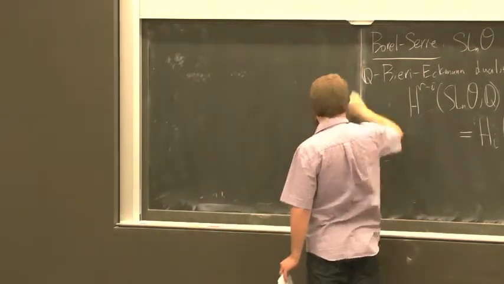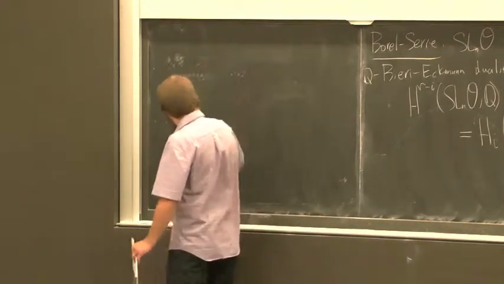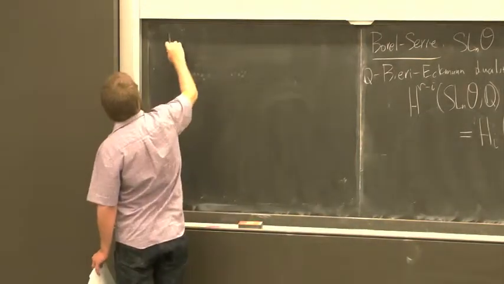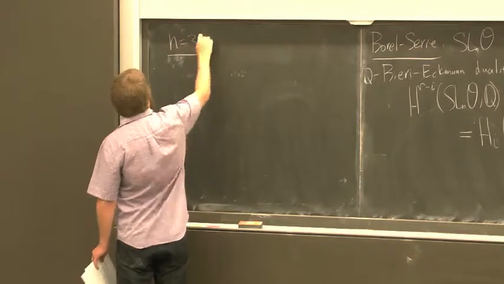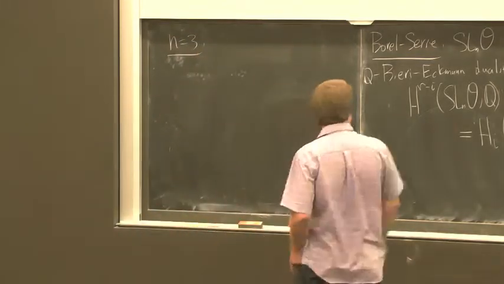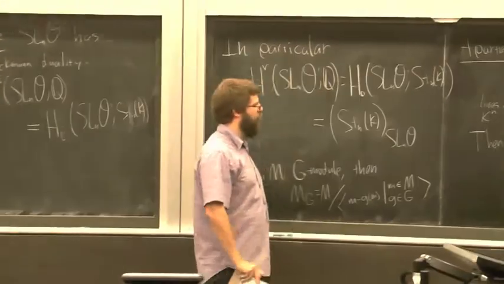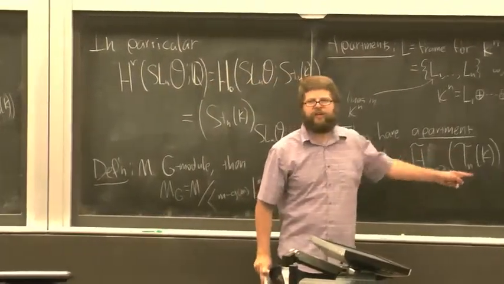So it's going to be a sphere. Let's see. So n equals 3. I want to get a sphere, so I want to get a 3 minus 2, a 1-sphere, a circle inside this Tits building.